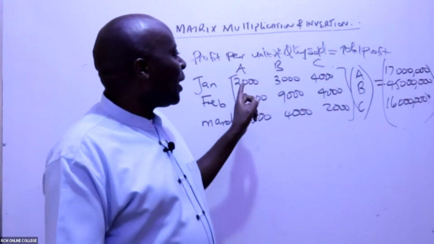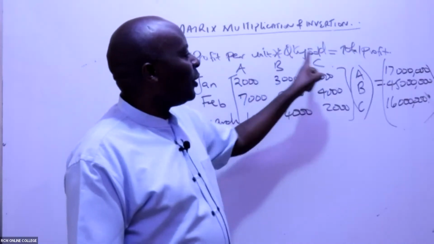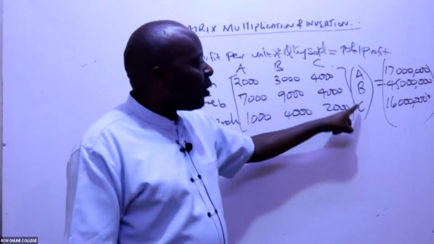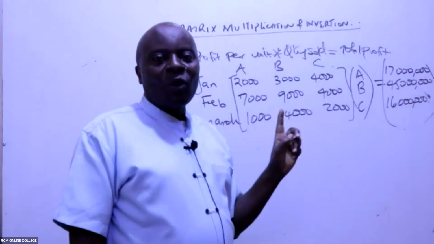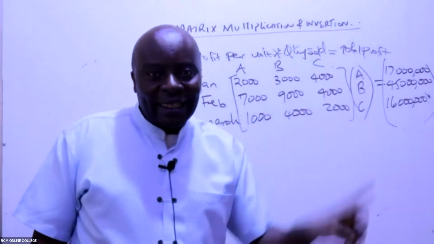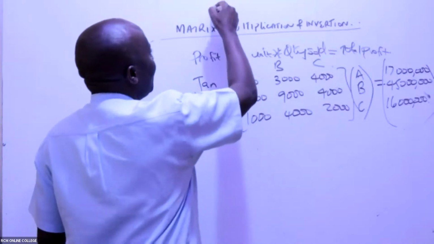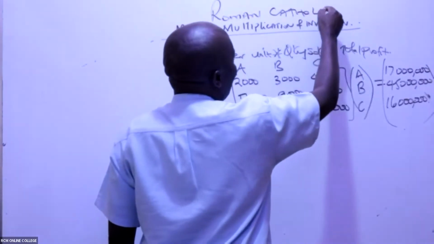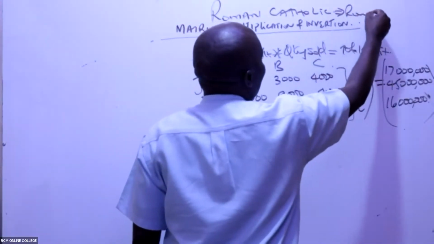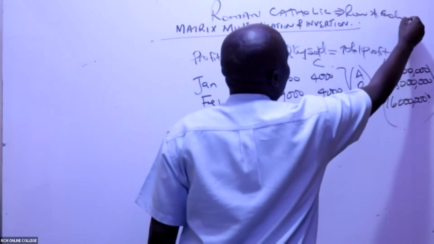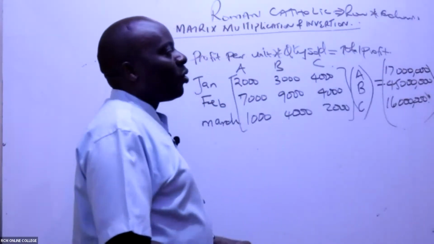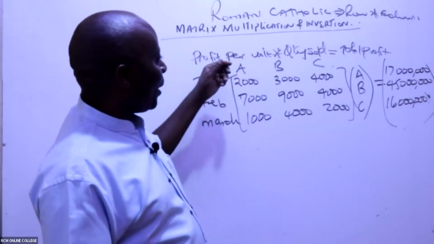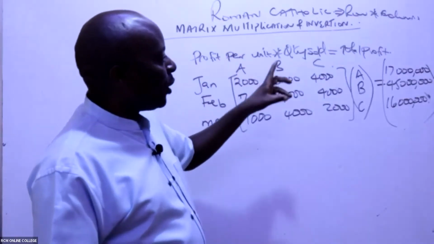So you see, now the figure of A will multiply with the A here, the figure of B will multiply with the B there, and the figure of C will multiply with the C there. Because normally we multiply using the concept of rows multiplied by columns. So to get, ladies and gentlemen, total profit, we shall take profit per unit times quantity sold to get that total profit.